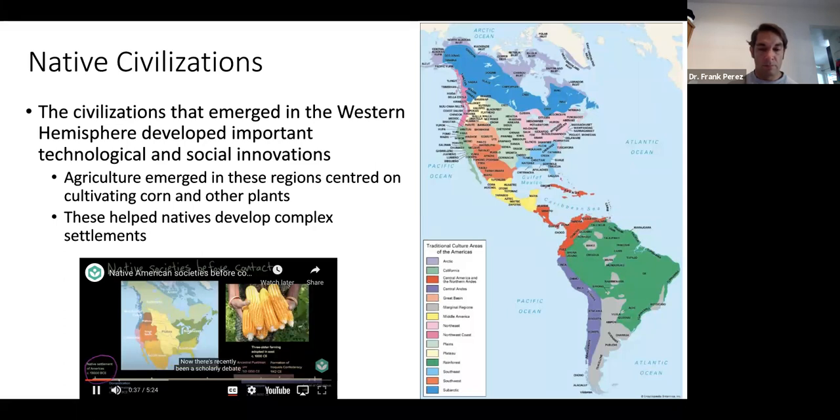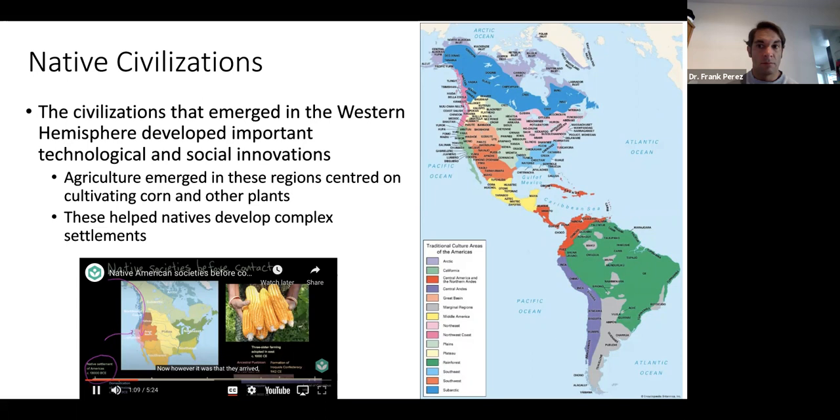Now, there's recently been a scholarly debate about how people first arrived. We know that maybe 12,000 years ago, during an ice age, the sea level was lower. And so a spit of land in between the Americas and Asia was exposed, over which people may have traveled. But recent archaeological evidence suggests that people were perhaps already in the Americas at the time of this ice age. So it's possible that they may have come earlier in boats.